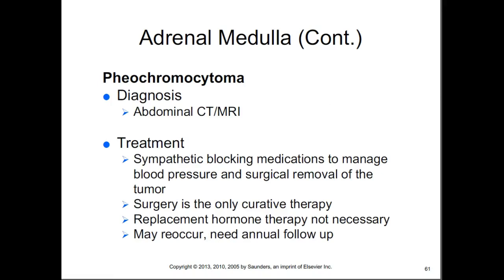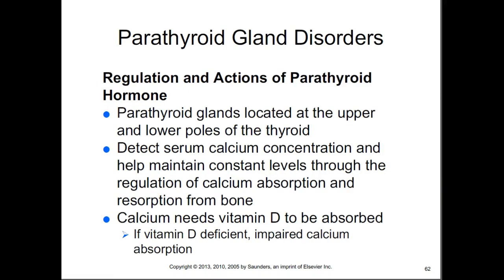Diagnosis is through abdominal CT or MRI because it is a tumor. So we're looking for a tumor, but now it's in the adrenal medulla instead of the adrenal cortex, right? So you might use sympathetic blocking medications to manage blood pressure, like the beta blockers, or surgical removal of the tumor. Surgery is the only curative therapy. Replacement hormone therapy is not necessary. It may reoccur, so it needs an annual follow-up, right?